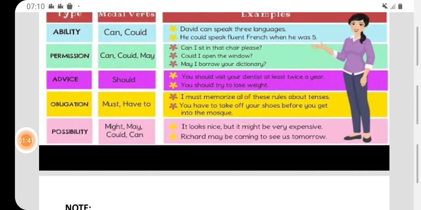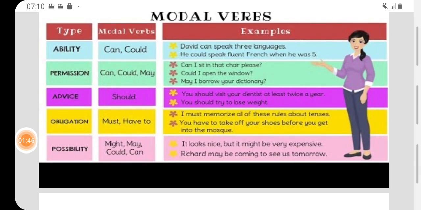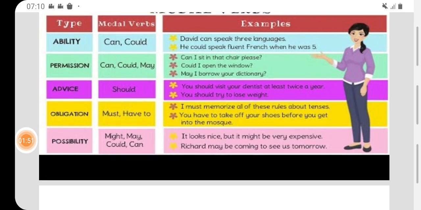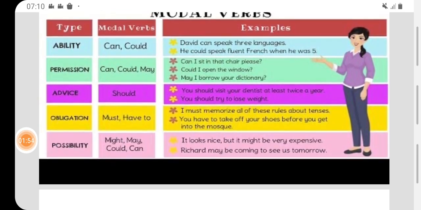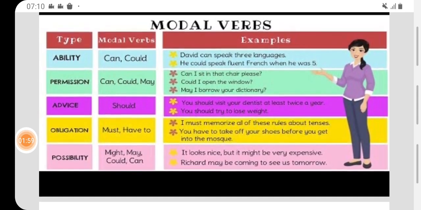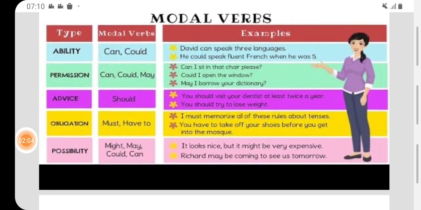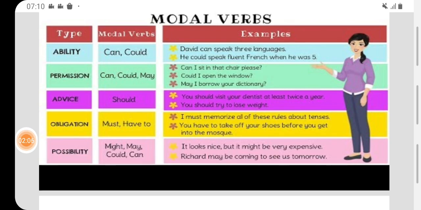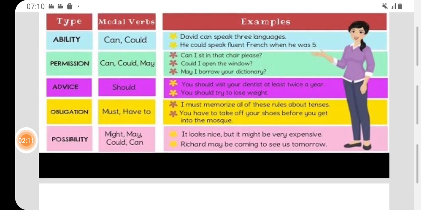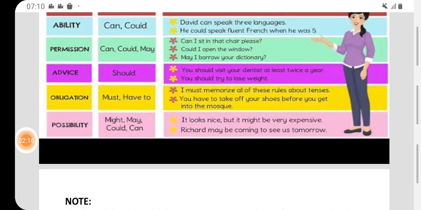Next one, permission. Can, could, and may are all used to express permission. And what is permission? Asking for permission to do something. Like for instance, you ask for permission to go out from the classroom. Can I sit in that chair, please? Could I open the window? May I borrow your dictionary? They are all possible forms of expressing permission.